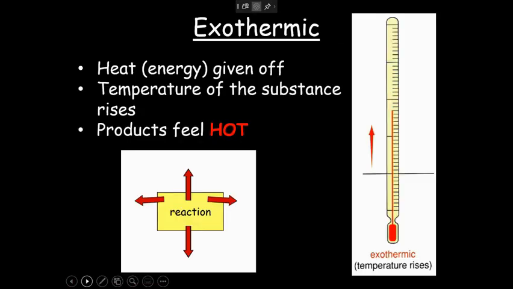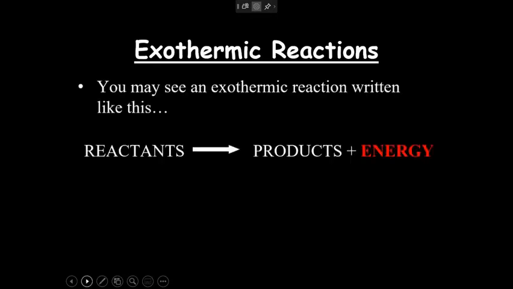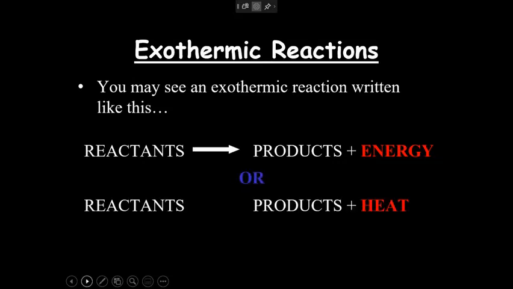So if I had a beaker in my hand and I was doing a chemical reaction and the beaker felt hot, that would be an exothermic reaction because the system is actually inside the beaker. So it feels hot because the chemical reaction is releasing energy to our hands. In this case, energy is written as a product, either as energy or heat. Usually we release heat when these are exothermic reactions.